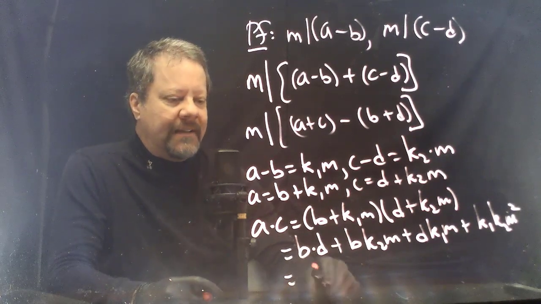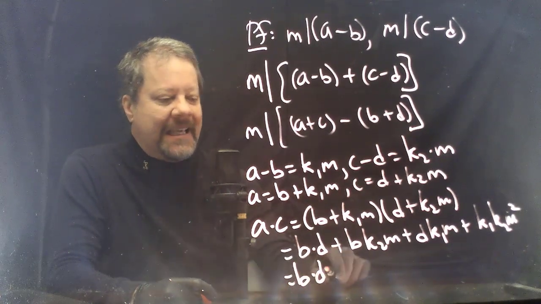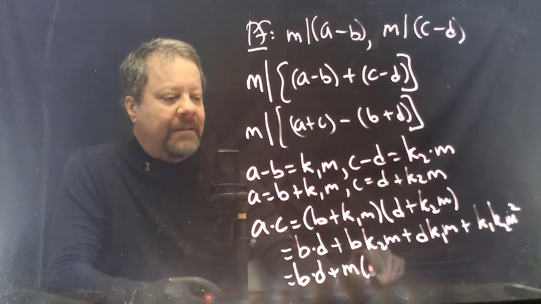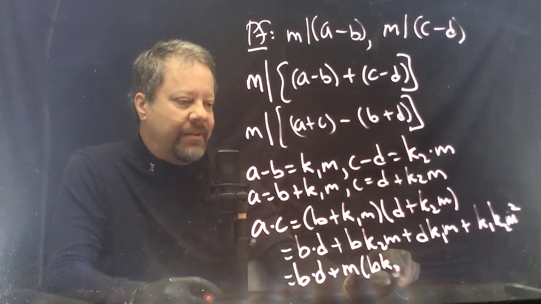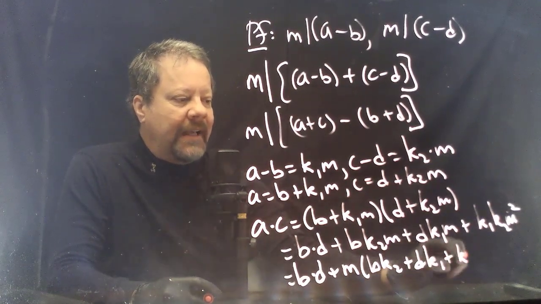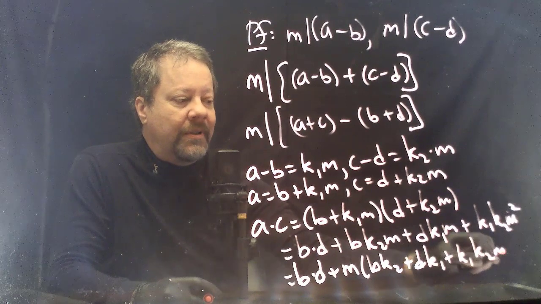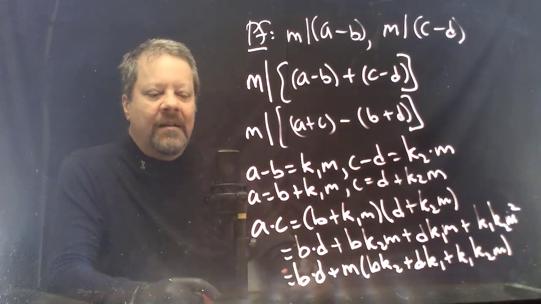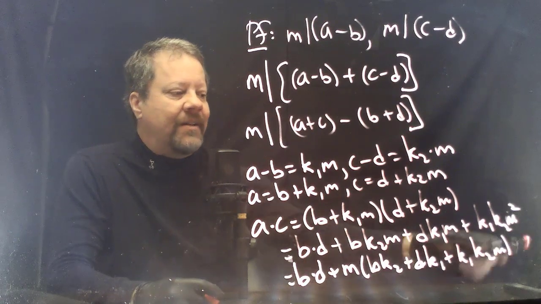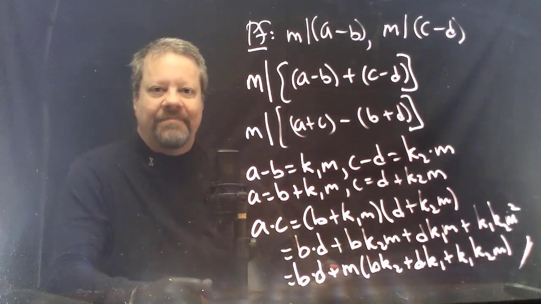It follows then that B times D will have added to it a multiple of m: (B k2 plus D k1 plus k1 k2 m) times m. But that's what it means for AC to be congruent to BD. And so the theorem is over.